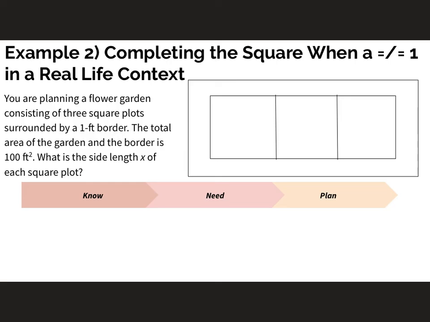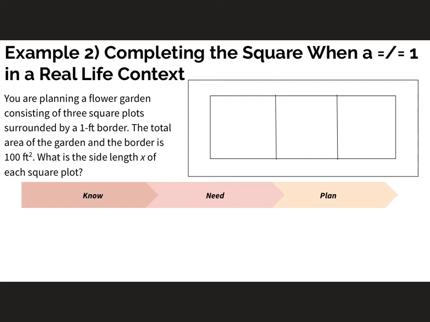Let's actually try expanding our ideas of what we know about completing the square to example number 2, where we're completing the square when this time our a doesn't equal 1, and we're working in a real-life context. So let's just read the question together. You are planting a flower garden consisting of 3 square plots surrounded by a 1-foot border. The total area of the garden and the border is 100 feet squared. What is the side length x of each square plot?